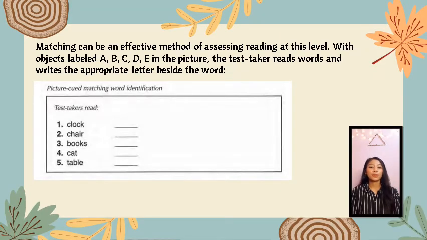In this slide, you will see the matching ways. Matching can be an effective method of assessing reading at this level, with objects labeled A, B, C, D, and E in the picture. For example, you give a label A for a clock and chair, and label B to chair and books, C, and the next one is cat, label D, etc. The test taker reads words and writes the appropriate letter beside the words. You can see the example in this picture.